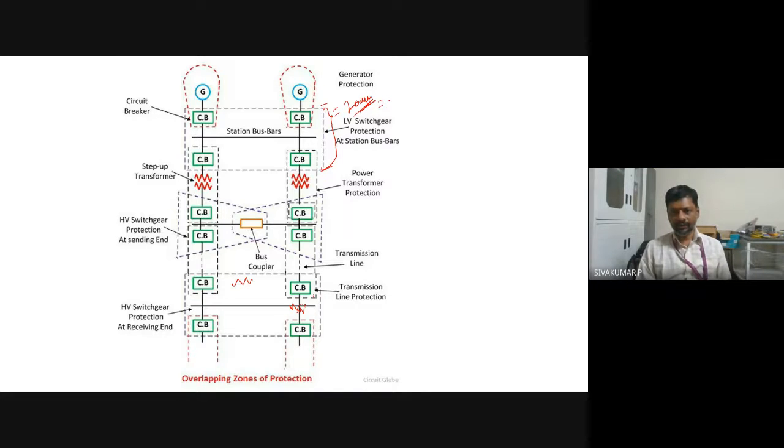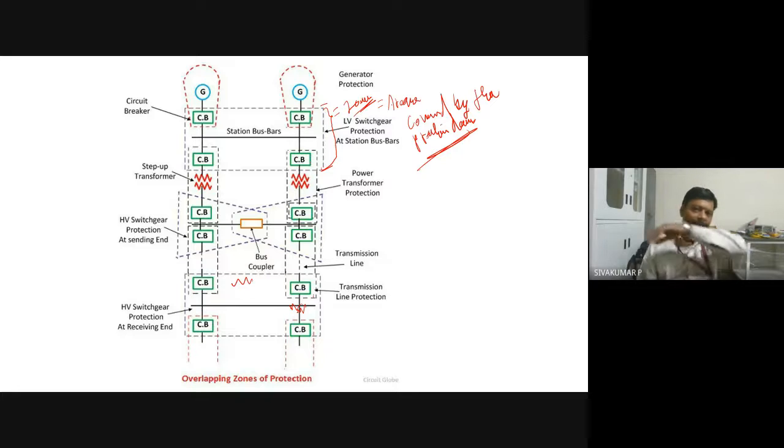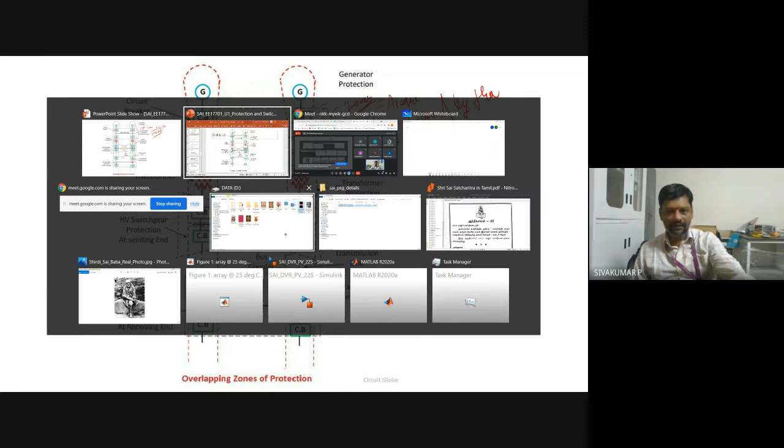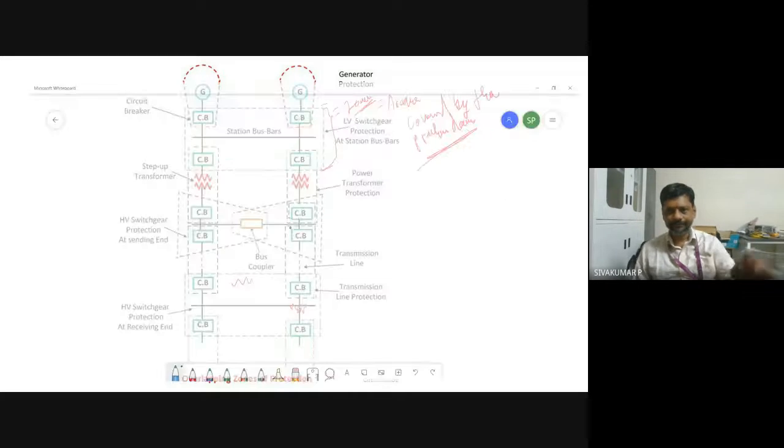Please note down: the area covered by the protective device. That area is called the protection zone, so zones of protection. Suppose we are going to see this with the help of a whiteboard.